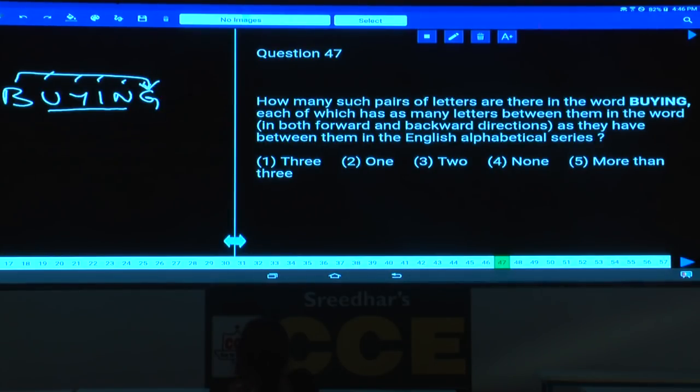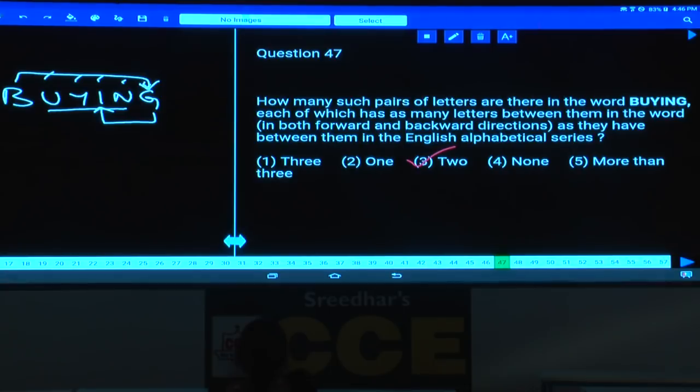Again in the reverse order, starting with G: G, H and I. Check out here. Between G and I there is one letter. G, H, I, J, K, L, N, O, P, Q, R, I, J, K, L and Y, isn't it? And so how many are there? There are only 2 such pairs. What are those 2 pairs? B and G, G and I. And this is about question number 47, that is choice 3.